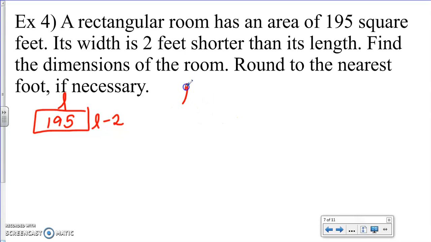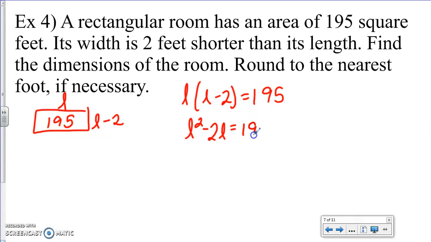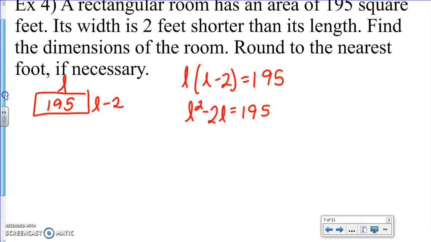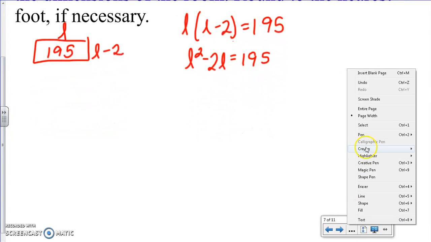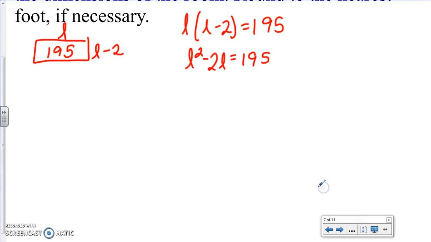To find the area, you multiply the length times the width, and that equals 195. So we need to distribute. We have L squared minus 2L equals 195. And this problem is actually perfect because it's already set up for completing the square. So let's go ahead and do that. Good way to practice that skill as well.